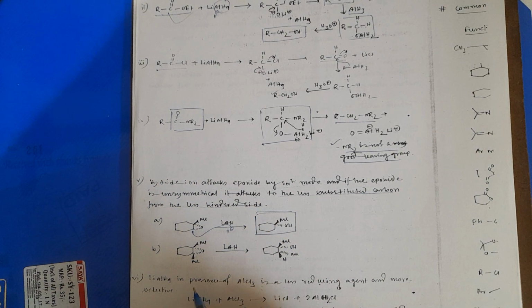Now if you take a symmetrical epoxide, you can see here this is a 1,2 dimethyl cyclohexane based epoxide. You can see that when this particular epoxide reacts with lithium aluminum hydride, ultimately it provides this compound.